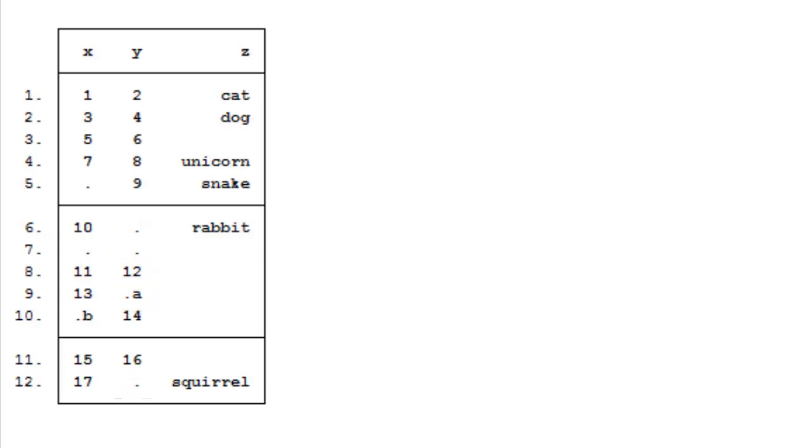Moving over to the string variable, the z variable, it appears that we have true data for cases 1 and 2, cat and dog, cases 4 and 5, unicorn and snake, case 6 for rabbit, and case 12 for squirrel, and that all the others are non-missing. But I mentioned that when we look at record 11, what appears to be a missing value there is actually a true value. It's 2 blank spaces. And you'll see what that looks like in just a minute.